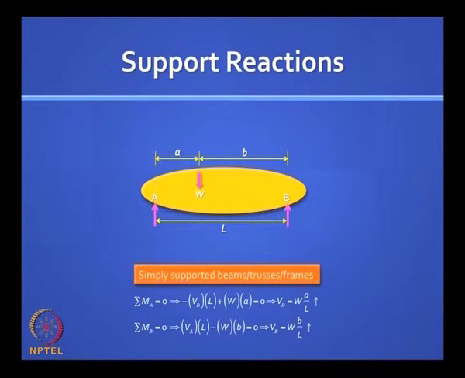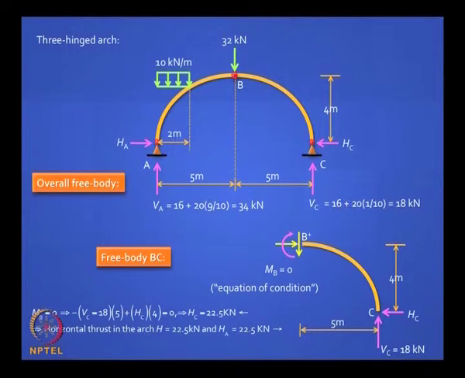It is very straightforward. If you want to find the reaction at A, take moments about B, and intuitively you know these results are correct, because the load W will be shared by VA and VB in some proportion. It is in proportion to the distances. So for VA, the ratio B by L is the fraction of the load W, and for the reaction at B it is A by L. So this is an intuitive simple way of understanding simply supported beam reactions.